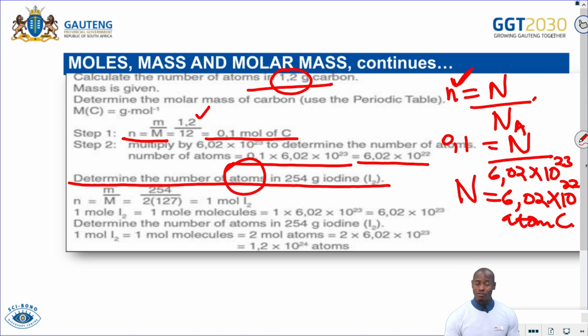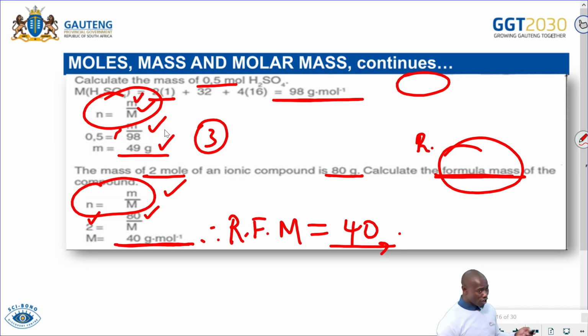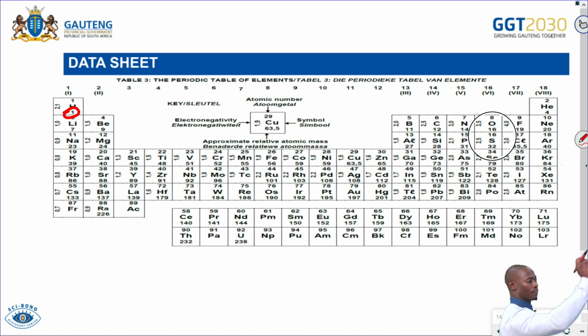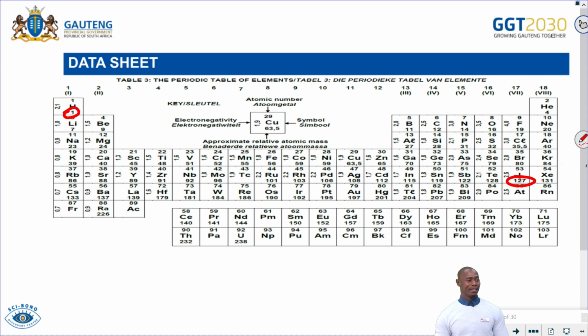So the first thing that we need to do is to convert that mass to number of moles. Using which equation? It's mass over molar mass, which is 254 divided by 2 times 127. Where is that 127 coming from? For molar mass, we are using the relative atomic masses from the periodic table. So let's check iodine. The relative atomic mass of iodine is 127.